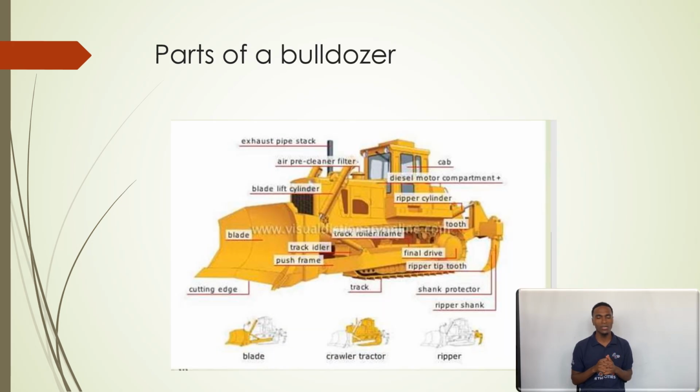Parts of a bulldozer, as you can see in that picture: we have a blade. The blade has a cutting edge, and the other parts are the crawler tractor and a ripper.